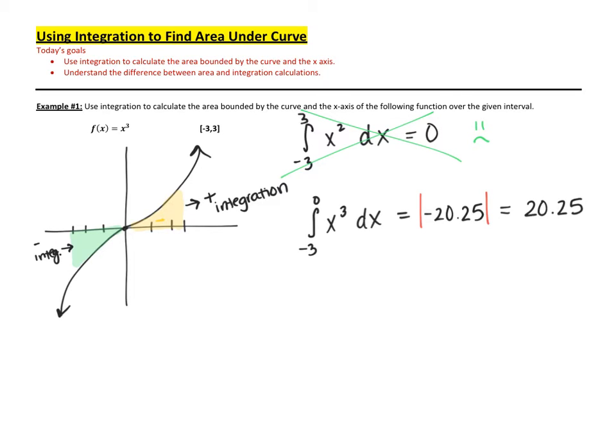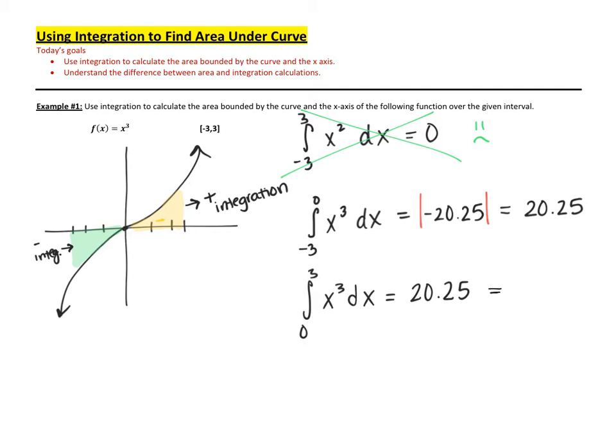Then we're going to separately take the area from 0 to 3, which is here above the x-axis. So we have from 0 to 3 of x to the third dx. So take a couple seconds, plug that into the calculator, and hit resume when you're ready for the answer. Okay, so I got 20.25. And again, that area is positive because this area is above the x-axis.